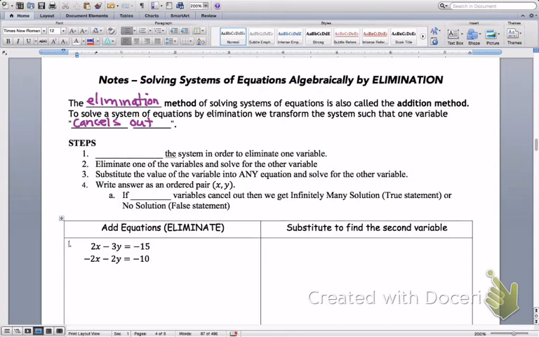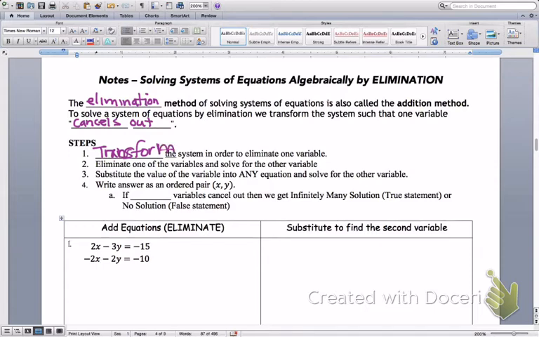So let's just go ahead and read this real quick. The elimination method of solving systems of equations is also called the addition method. To solve a system of equations by elimination, we transform the system such that one variable cancels out. So first step is to transform the system in order to eliminate one variable.